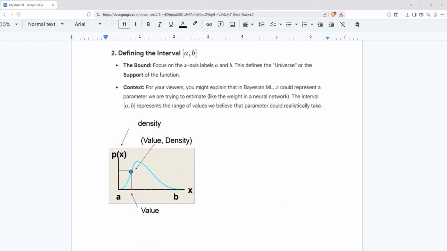Now, look at the graph. The y-axis is the density, not probability. So, when the curve is high at some point, it means values around that region are more likely. Now, look at this interval A, B on x-axis. This is the range of possible values. In our example, it could be a realistic range of heights. In the context of Bayesian machine learning, x could be a parameter like a model weight. So here A, B means these are the values we believe are possible.